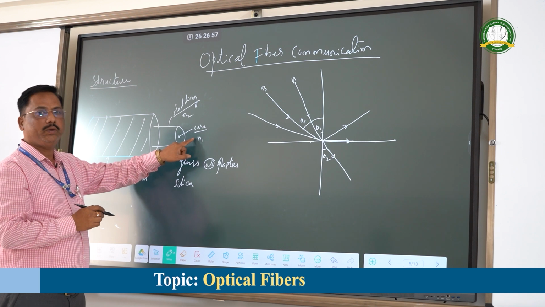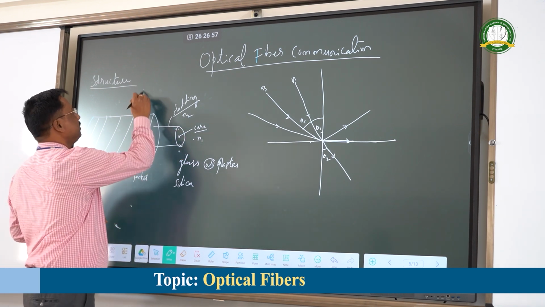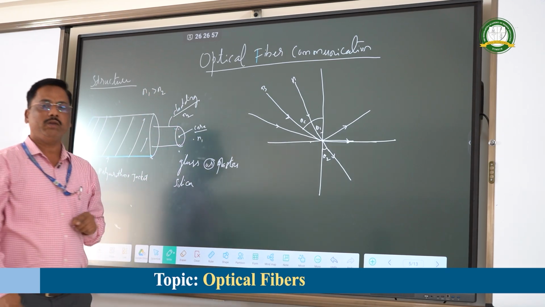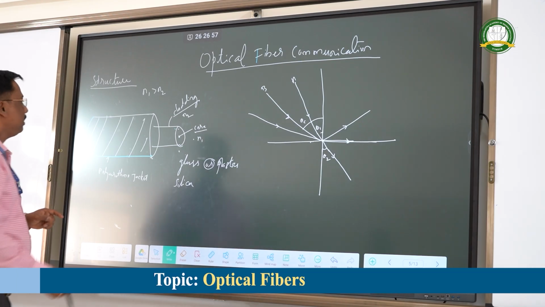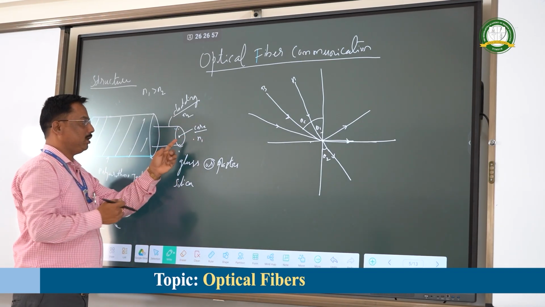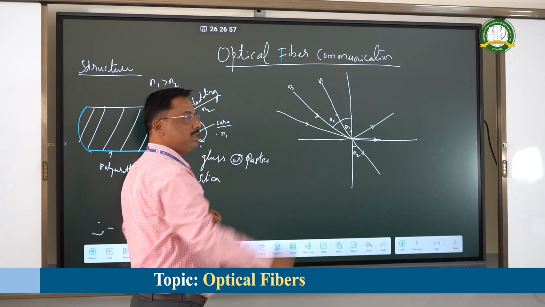Always the refractive index of the core is greater than the refractive index of the cladding, that is N1 is greater than N2. Why do we need the refractive index of the core greater than that of the cladding? It is because the light should be confined within the core. Later on I will discuss that. So light will be confined within the core and transmitted for a long distance.